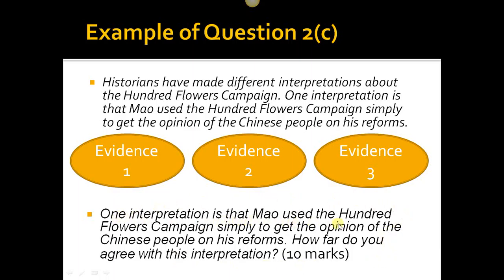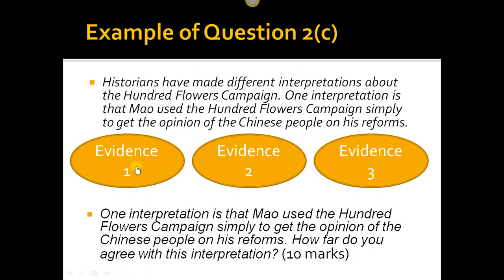One interpretation is that Mao used the 100 Flowers campaign simply to get the opinion of the Chinese people on his reforms. How far do you agree with this interpretation? And that is going to be worth 10 marks. So it's worth having a look at what you have to do.